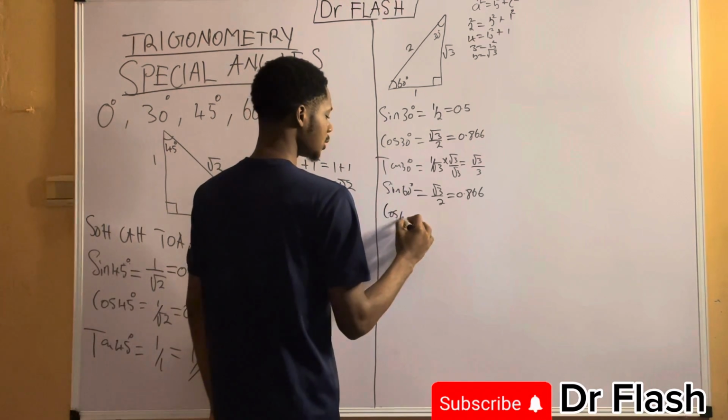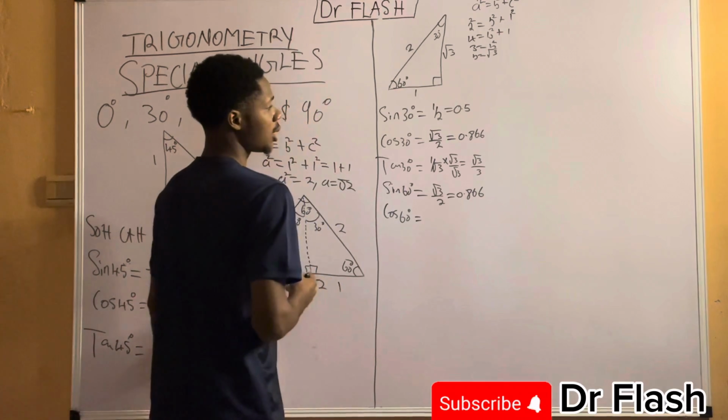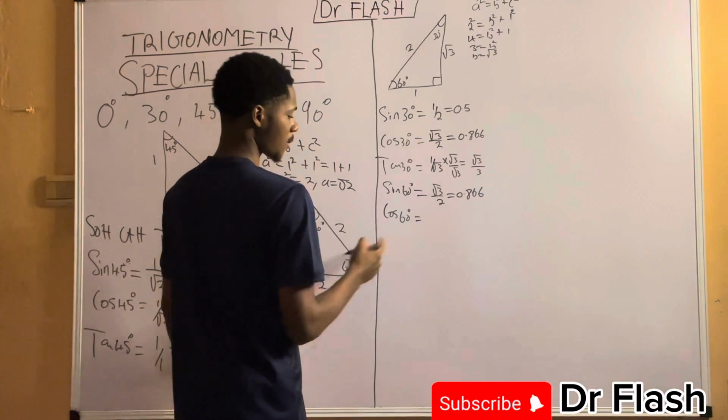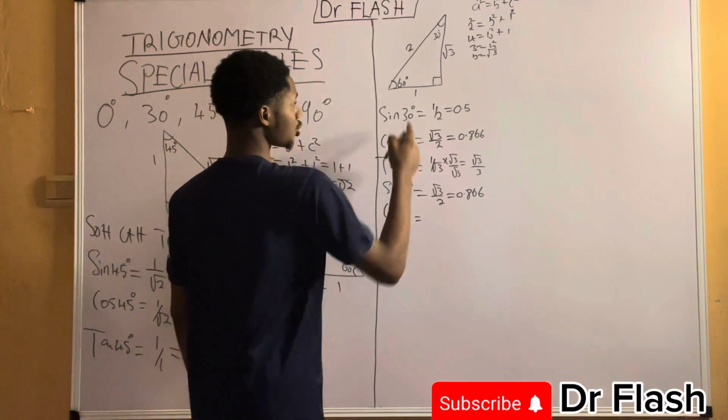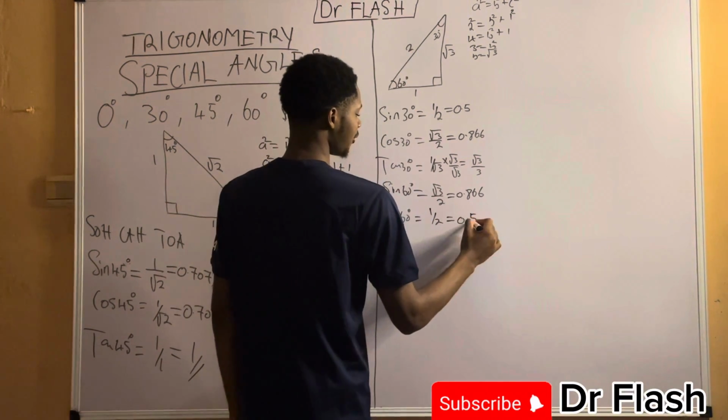And then for cos 60, it can be found as adjacent over hypotenuse. So here it becomes our adjacent over hypotenuse. That's 1/2 or 0.5. Okay?